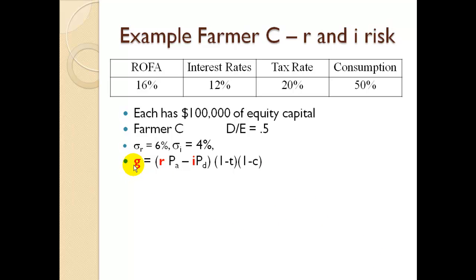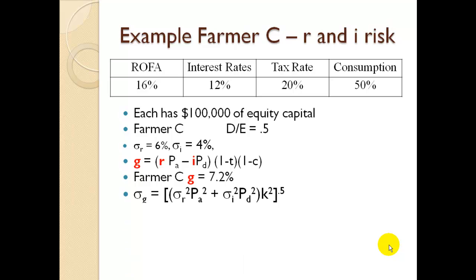So here we have the expected growth is equal to the expected return on assets times the assets over equity minus the expected cost of debt, or the expected interest rate, times the debt over equity, times 1 minus T, 1 minus C. This 1 minus T, 1 minus C could also just be shortcutted and K could be used. So farmer C, their growth rate when we calculate it out is 7.2%.